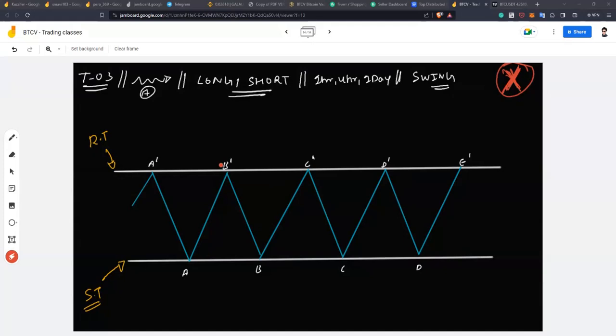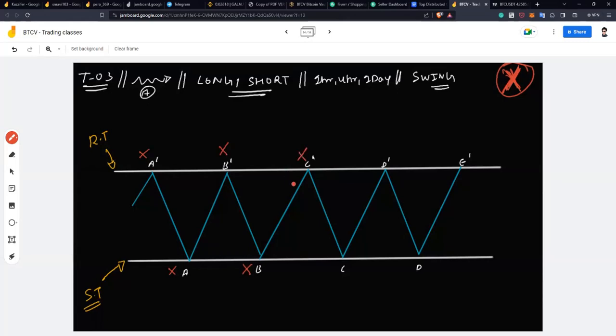As I told you, we need a minimum of 3 dots, 3 points to identify a trend. Before that, we can't say if it's a trend or not. Correct? So that means I can't take a trade on A dash, I can't take a trade on A, I can't take a trade on B dash, I can't take a trade on B, I can't take a trade on C dash also.